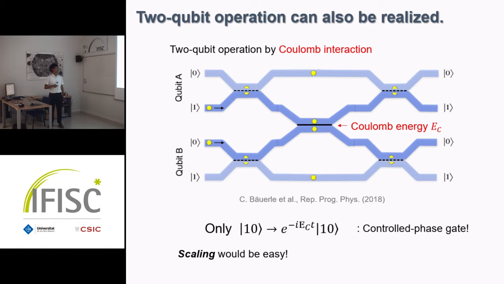And if the electron passes this region, only the two-qubit state 1,0 is changed by some phase, where the phase is determined by E_C multiplied by the time spent passing here. This operation actually corresponds to the controlled-phase gate for two-qubit operation. So if we have this single-qubit operation and two-qubit operations, then scaling up will be easy if we expand this kind of circuit structure larger.